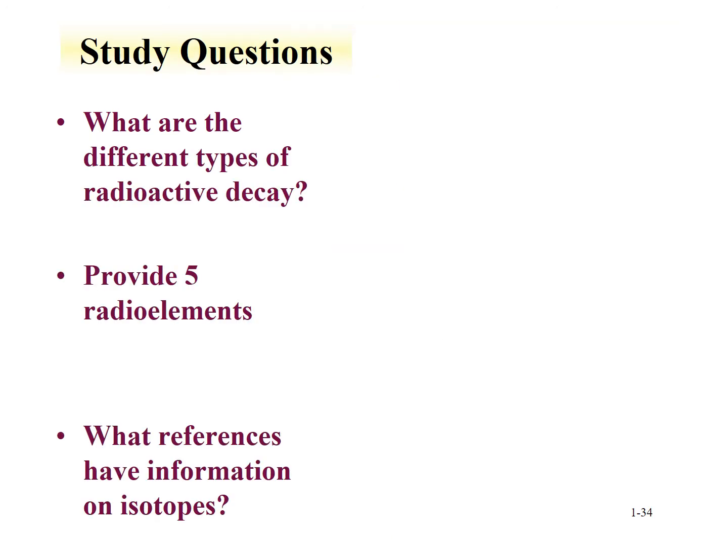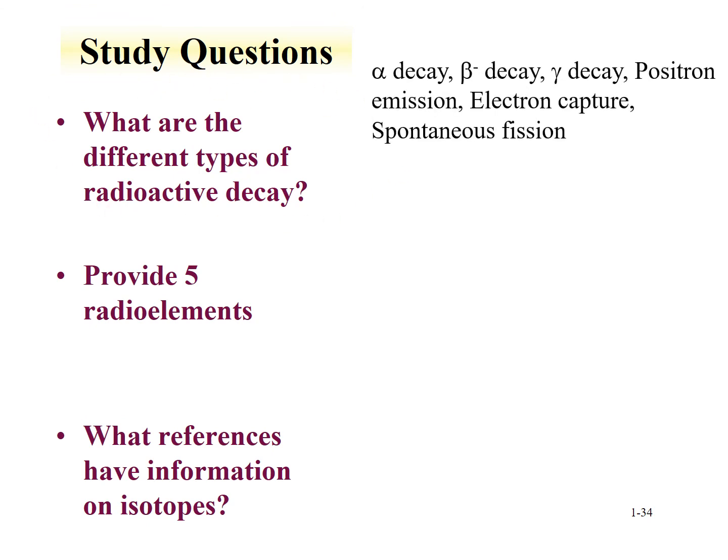What are the different types of radioactive decay? Those are listed here: alpha decay, beta decay, gamma decay, positron emission, electron capture, spontaneous fission. There are also other forms of decay that we don't go into much detail, but are small percentages of some decays, and those include cluster decays.